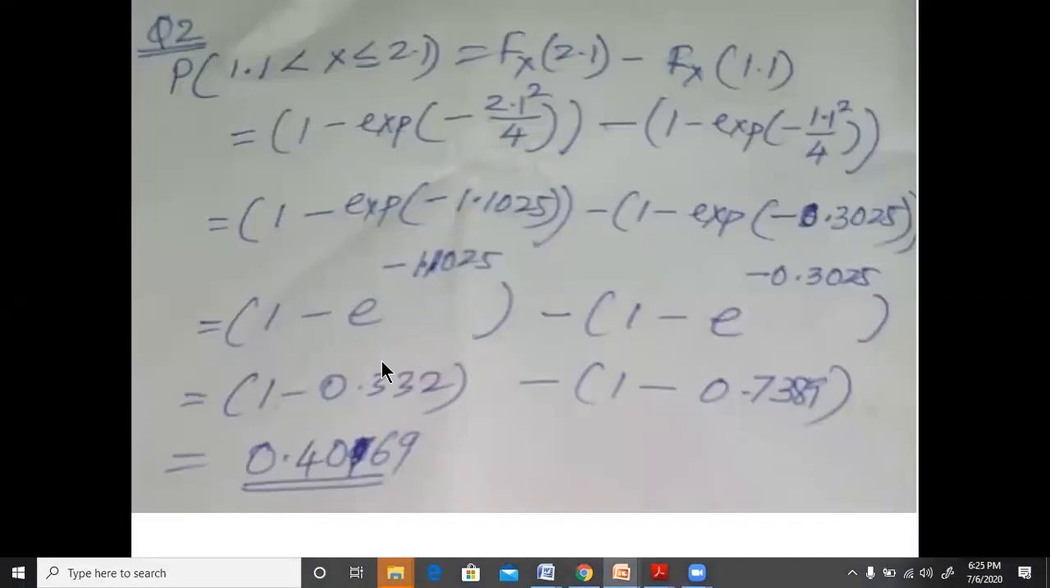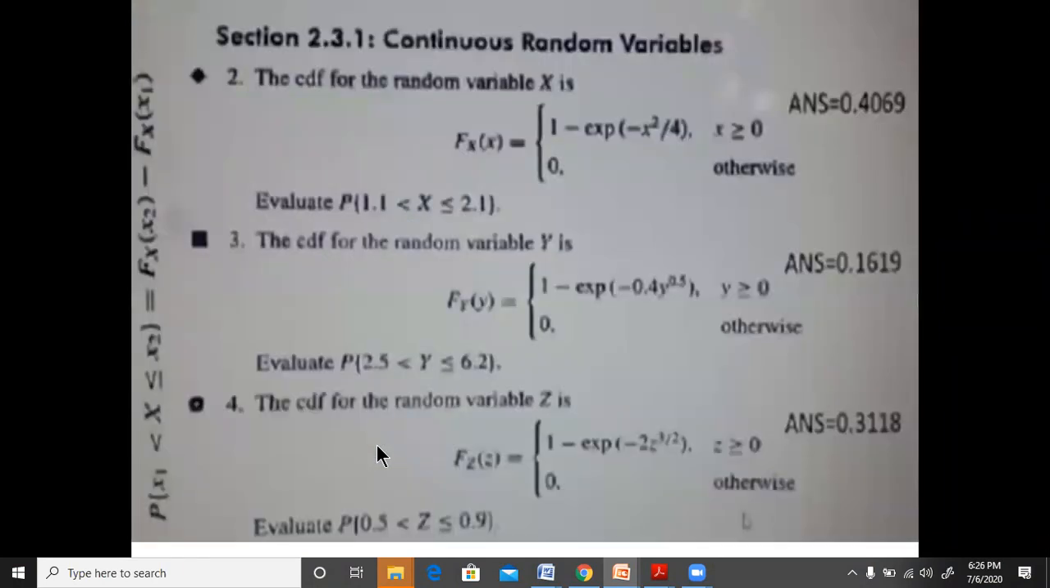So this is e to the power 1.1025, and this is e to the power of minus 0.3025. You need to solve this and you'll get it as 0.4069. So the other two will be an exercise for the Google Classroom.